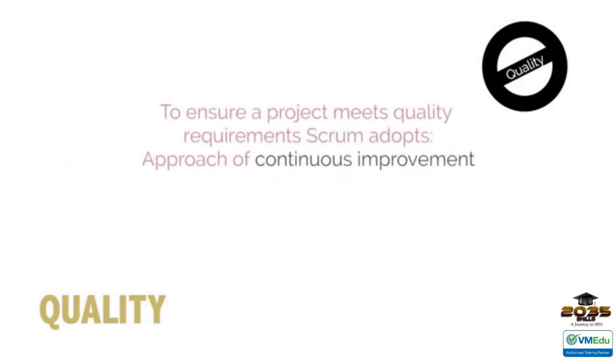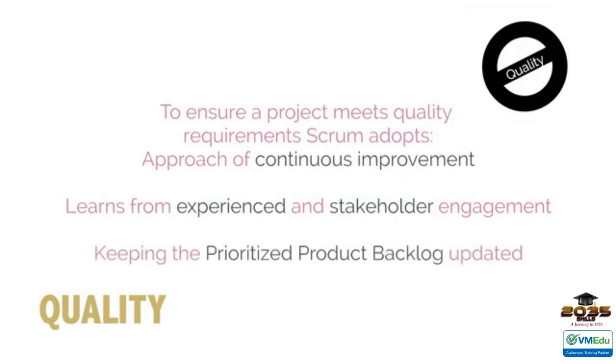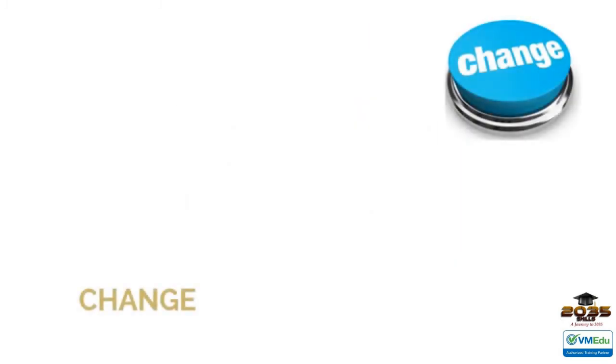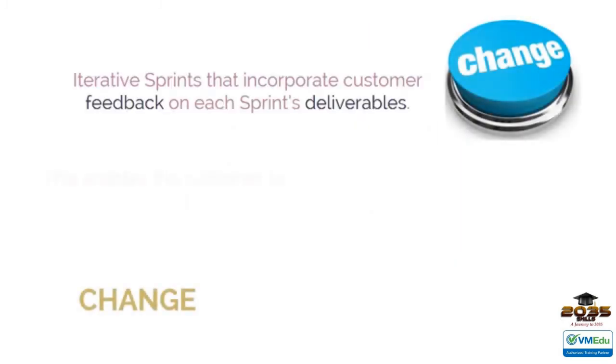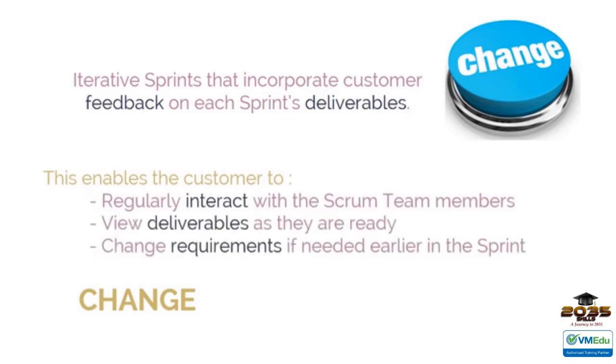To ensure a project meets quality requirements, Scrum adopts an approach of continuous improvement, whereby the team learns from experience and stakeholder engagement to constantly keep the prioritized product backlog updated. Change. Scrum projects welcome change by using short, iterative sprints that incorporate customer feedback on each sprint's deliverables. This enables the customer to regularly interact with the Scrum team members, view deliverables as they are ready, and change requirements if needed earlier in the sprint.